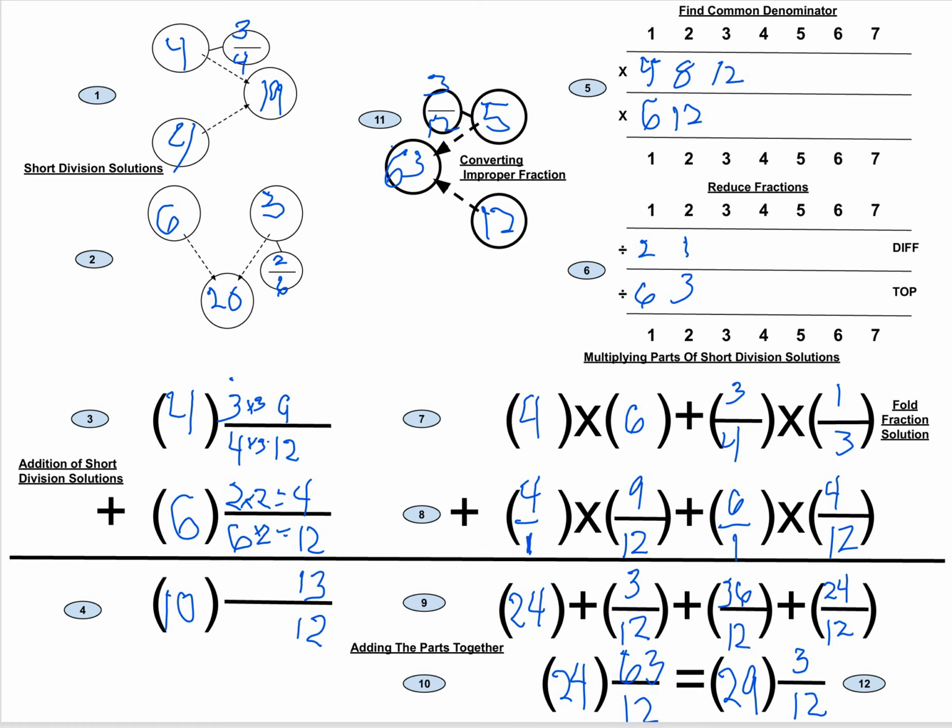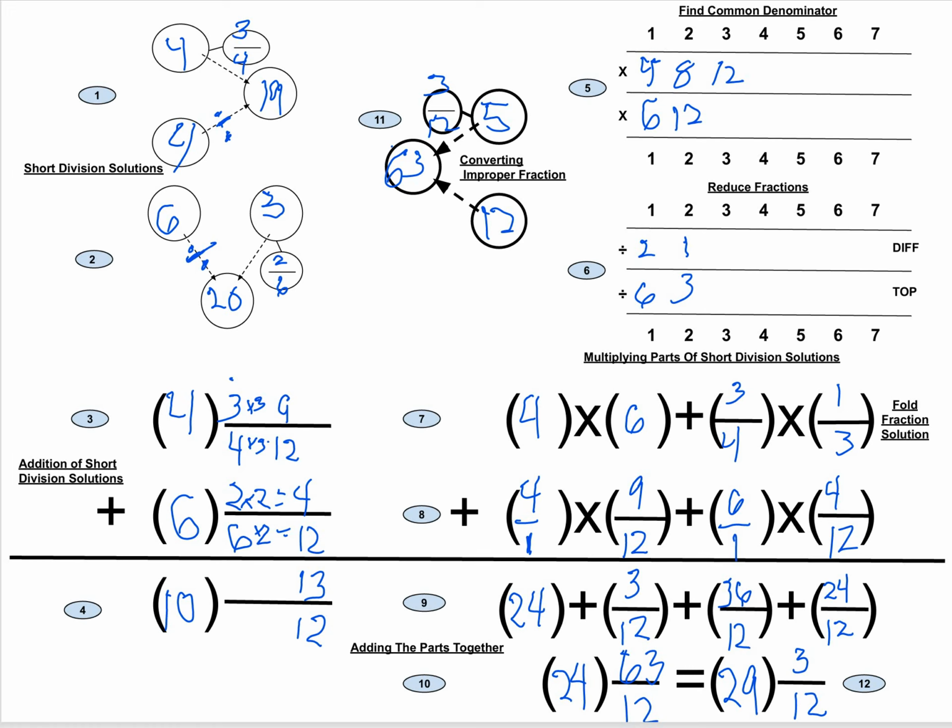Okay, so we have two short division problems. We have 19 divided by 4, and we have 20 divided by 6. Now, 19 divided by 4.